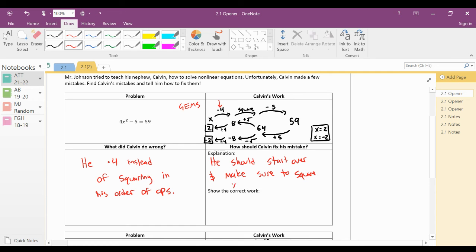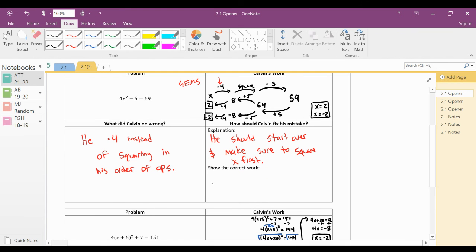All right, so let's look at what that correct work would look like if we were to backtrack here. So Calvin should start with x. Instead of multiplying by 4, we should get the squaring done. Then x squared is multiplied by 4. We subtract 5 to get 59. So on the way back, add 5, we get 64. Divide by 4 gets us to 16. Now I'm going to go my two routes of positive and negative square root of 16, which give us 4 and negative 4 for x. So x equals 4 and negative 4.